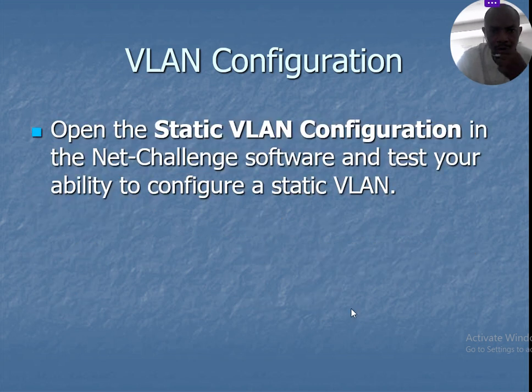So you can open the static VLAN configuration in the Net Challenge software. You can download this software online, the free one, and try these commands on it. If you have a Cisco switch, run all these commands and see if you're able to configure the interfaces and test your ability to configure the static VLAN. You can download the free version if you have a switch with you.